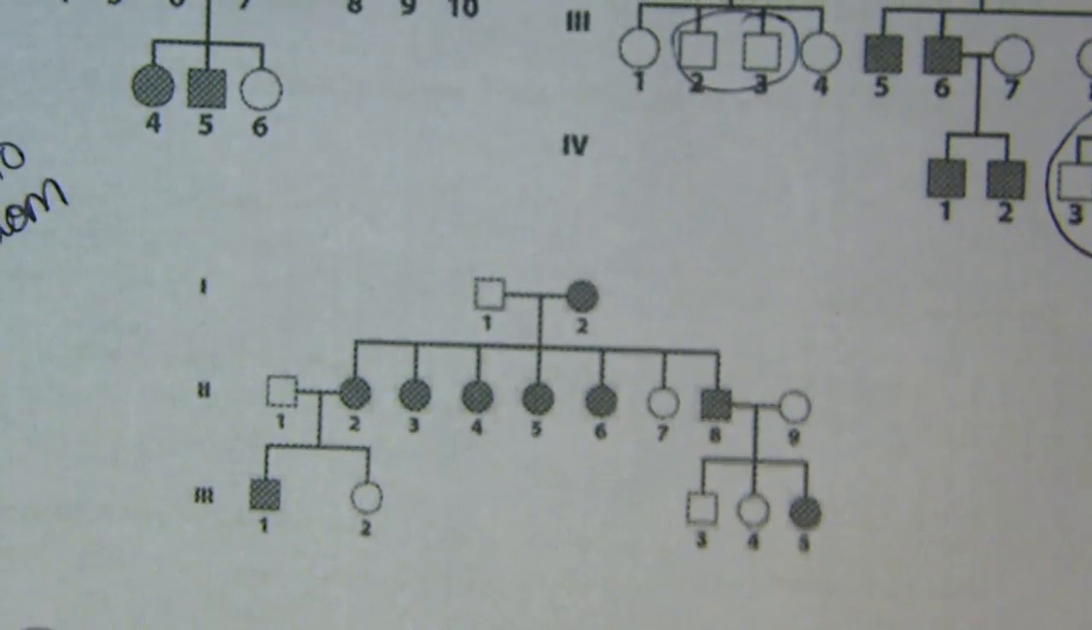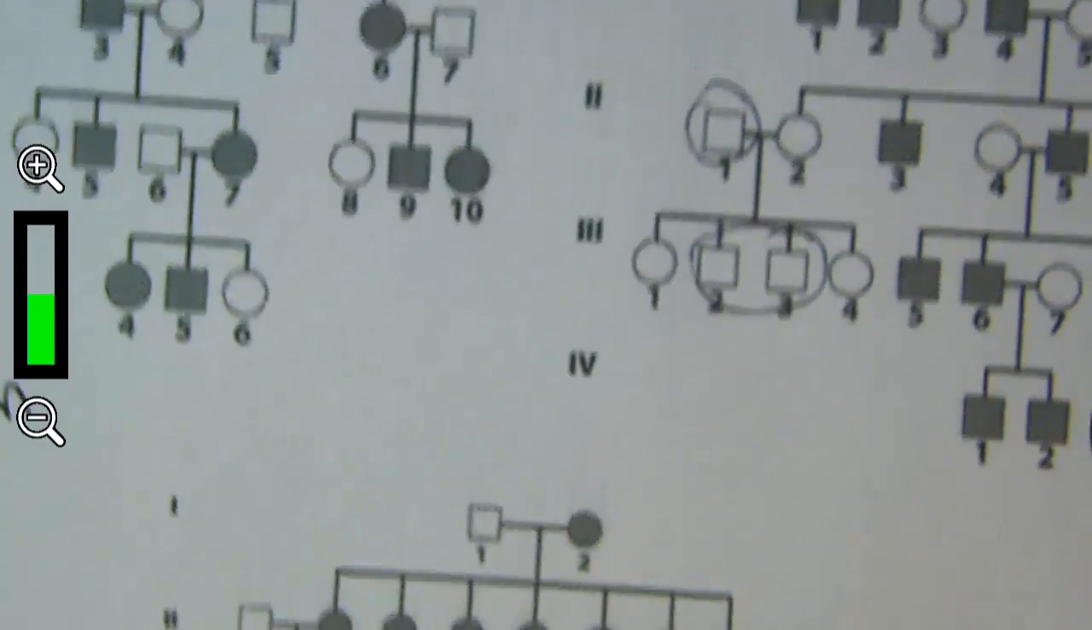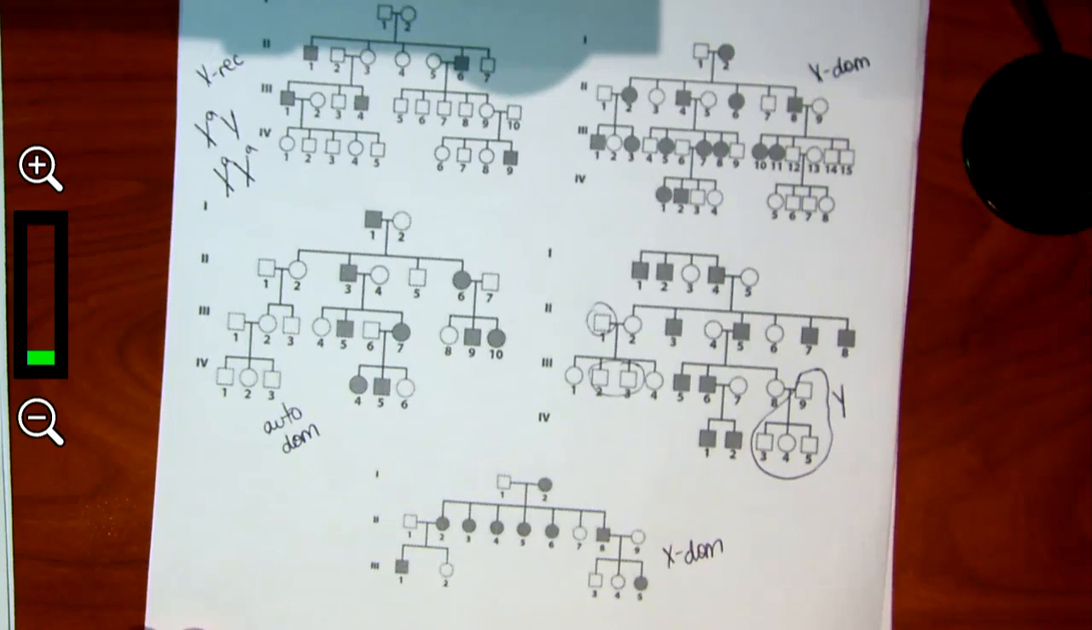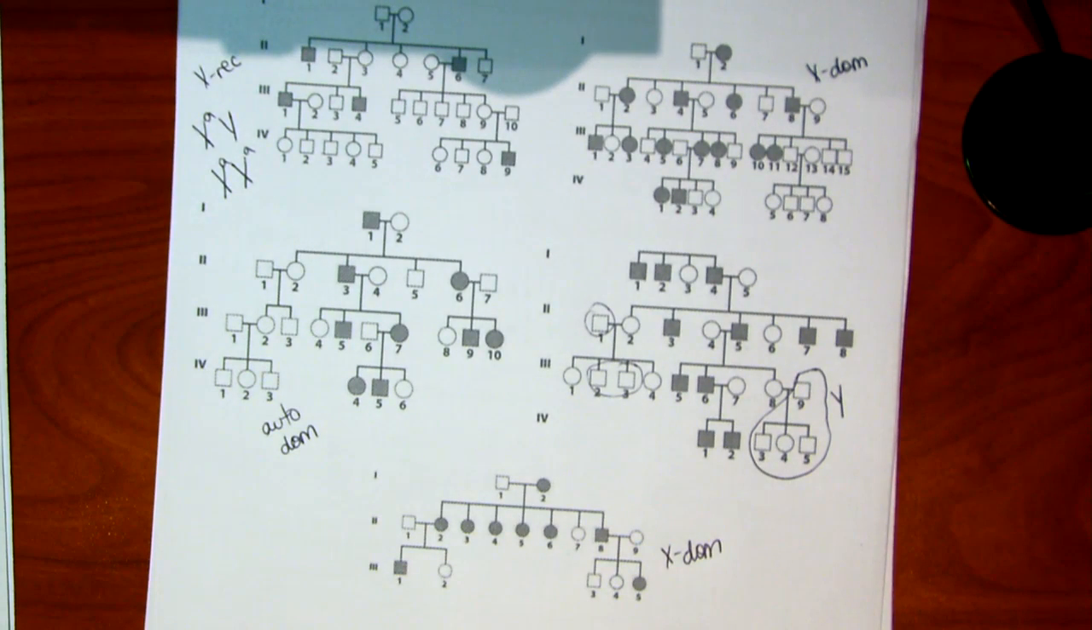And then down here, I have X dominant. Is there any of them you want me to go over? I only have, I think, one X-linked recessive in here, but I talked about that. And then a few X dominants, and then lots of autosomal dominants, because those are the hardest ones to determine. Yeah, definitely.